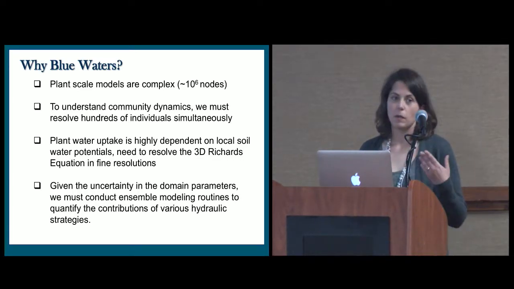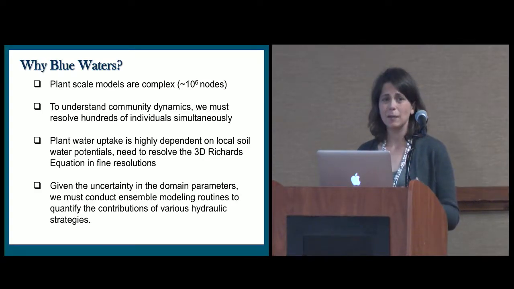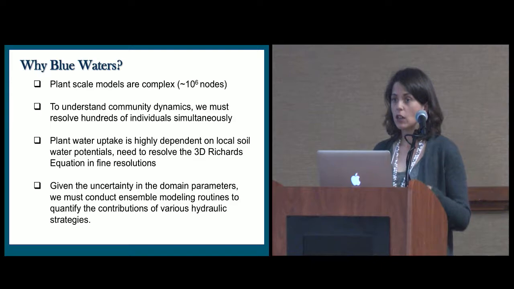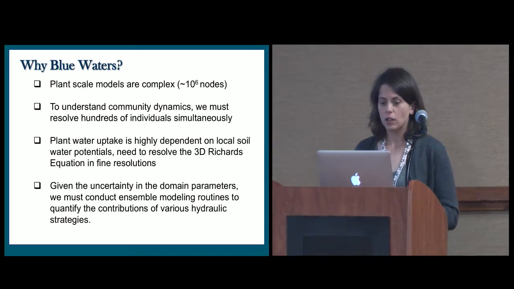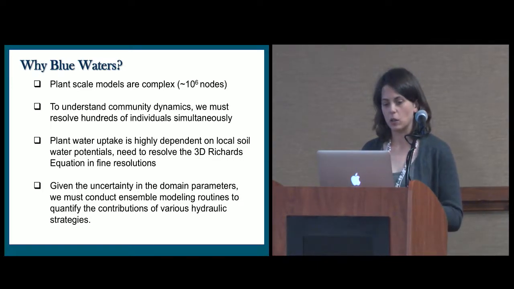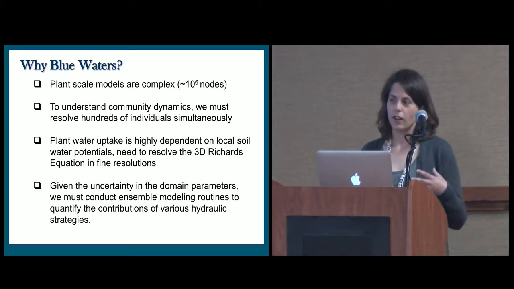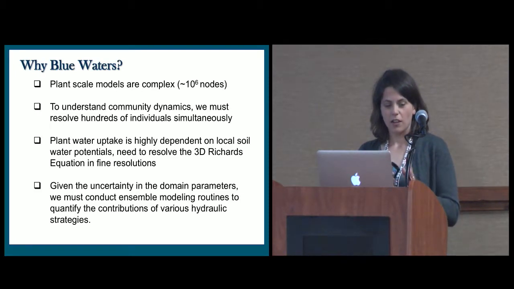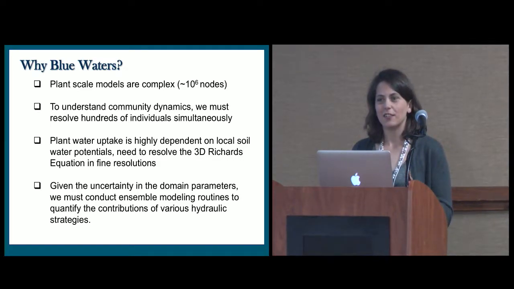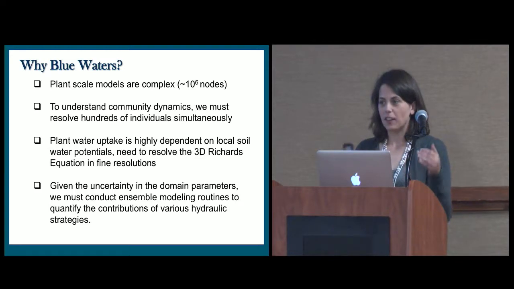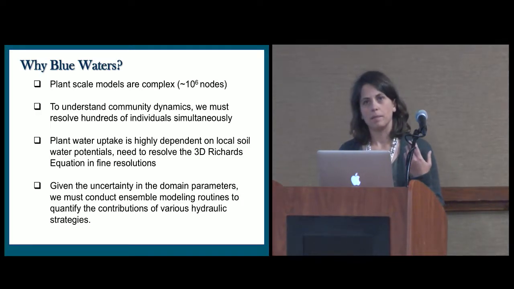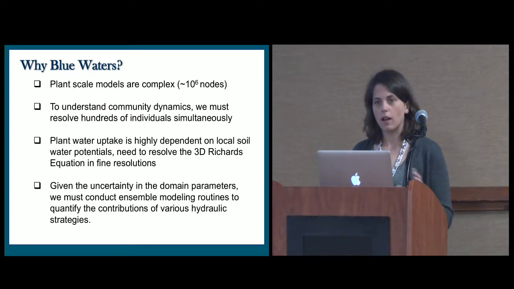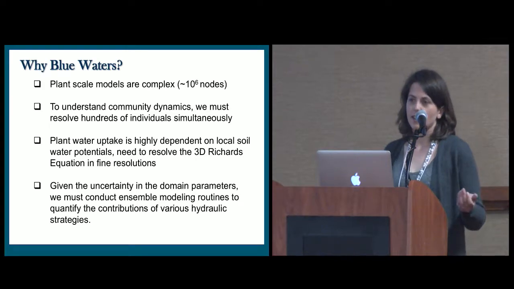Also, plant water uptake is highly dependent on the local soil water gradients. So we need to be able to resolve the soil moisture at very fine resolutions, so we have a lot of computational nodes included in that aspect as well. Also, because we are trying to model plants, there are a lot of different species, and those species behave differently within themselves. So our data space is actually quite scarce, and in order to accurately characterize the system, we need to use ensemble modeling methods to quantify the uncertainty and see what realizations may actually happen in nature.